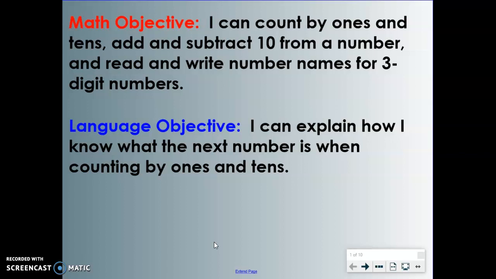We are on 6-4. Our math objective today: I can count by ones and tens, add and subtract 10 from a number, and read and write number names for 3-digit numbers. Our language objective: I can explain how I know what the next number is when counting by ones and tens.